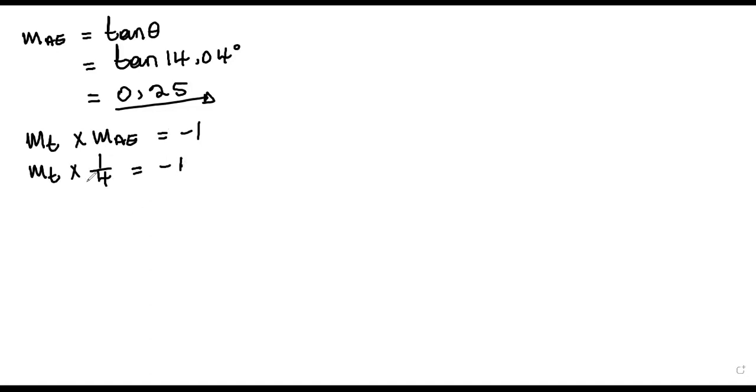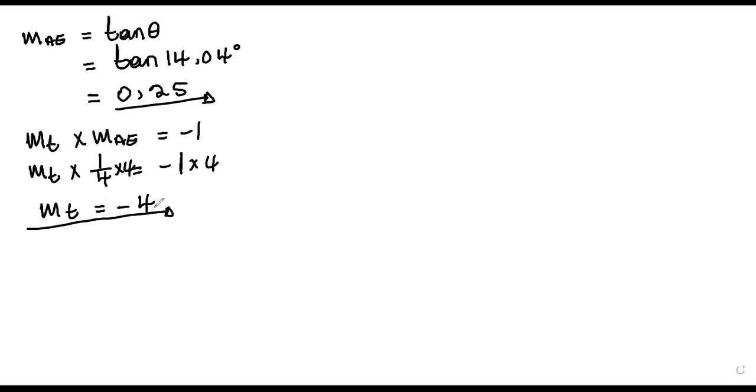So everything is equal to negative 1. To solve for the gradient of the tangent, I need to multiply throughout by 4. So it means the gradient of the tangent line is just equal to -4. Now I have the gradient of the tangent.